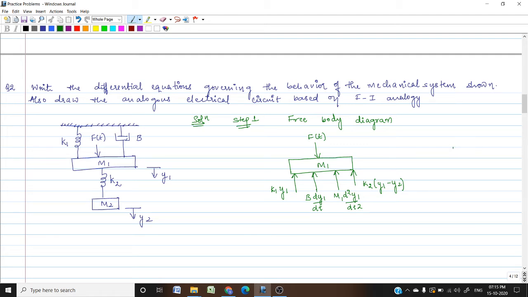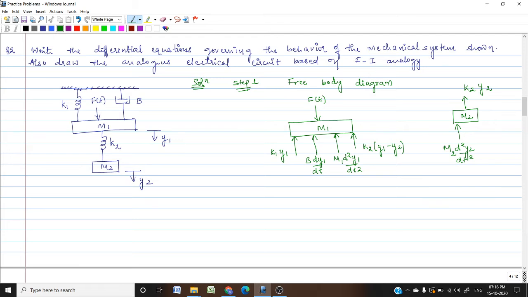Now similarly on mass m2, okay, the displacement is towards downwards direction, so all other forces will be in the upwards direction. Okay, so we have, with respect to K2, it is K2 into y2, and with respect to mass of the body it is m2 d square y2 by dt square. These are the only two forces acting on mass m2.